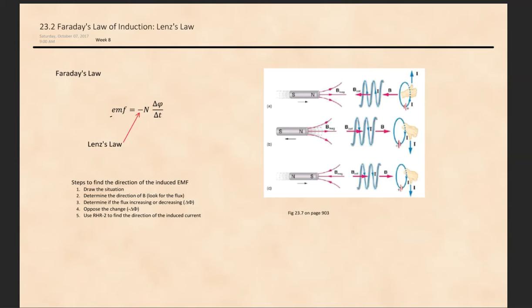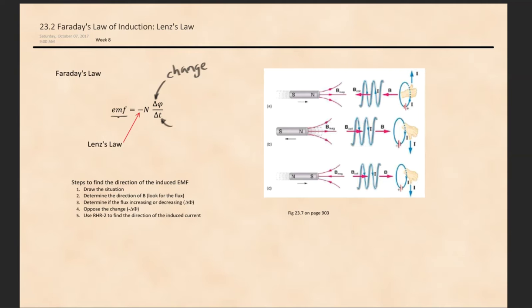It says that the EMF, or the voltage produced in a loop of wire, is proportional to the number of turns of that loop of wire. So if I have 3 loops, it'll get 3 times the effect as 1 loop. It's also proportional to the change in the flux. This is an important part of this concept: it's not the flux, but the change in flux. And it's also dependent on how fast the flux is changing. The faster it changes, the larger the effect.